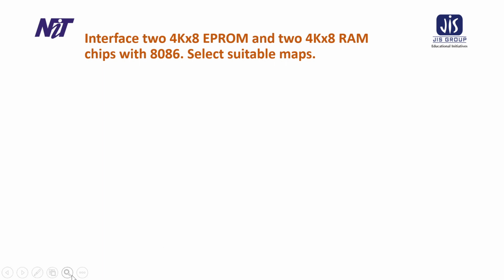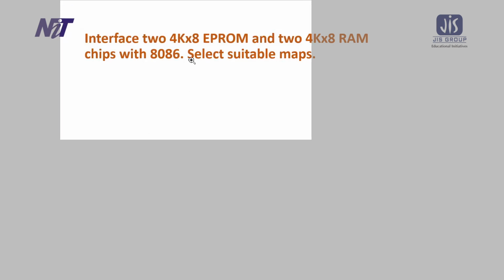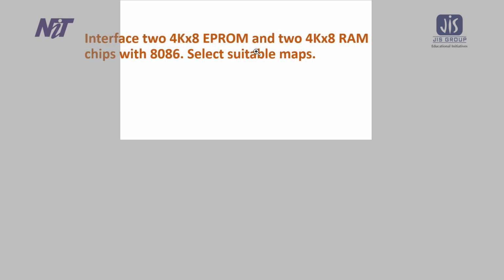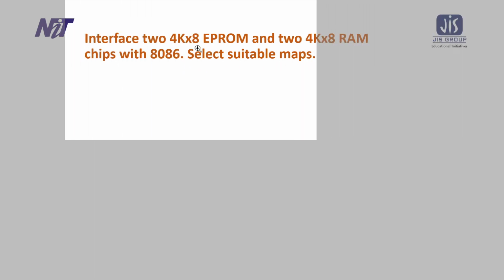In the problem, it is written to interface two 4K into 8 EEPROMs and two 4K into 8 RAMs with the 8086, selecting suitable memory maps. One EEPROM size is 4K into 8, so two of them make 8K into 8. What is the meaning of into 8? Into 8 indicates a byte. In interfacing the memory, the buses play an important role, and first is the address bus. For selecting these EEPROM and RAM chips with the 8086, the address bus is required.